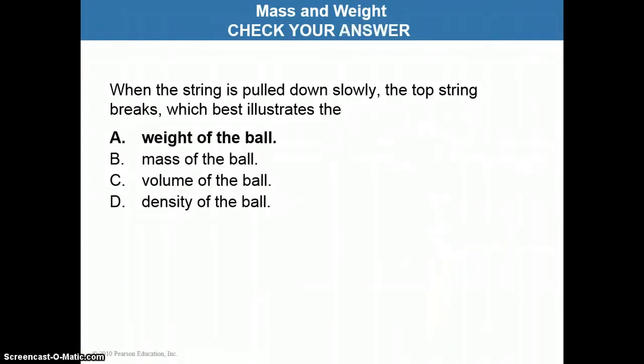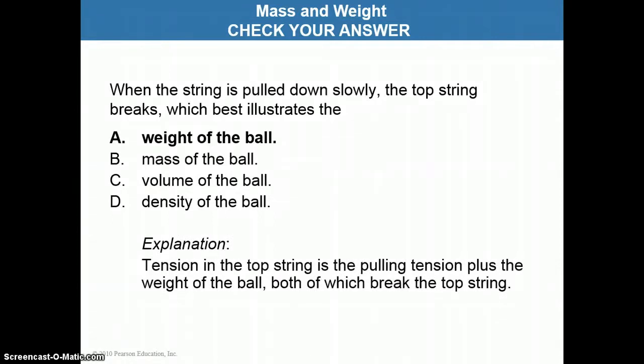It best illustrates the weight of the ball. The weight of the ball is increasing the tension in the top string, whereas on the bottom string there is no weight affecting the ball. To be more precise, the tension in the top string is the pulling tension plus the weight of the ball, and so both of those together break the top string. With the bottom string, you have the pulling tension but not the weight of the ball, and so there's less tension on the bottom string.